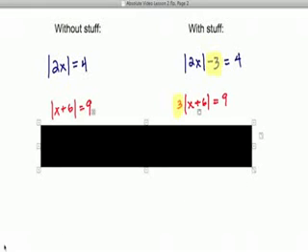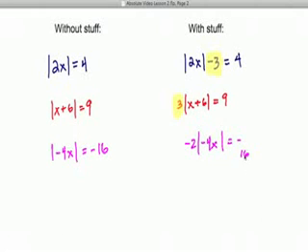And finally, our last one. Oops, that's supposed to be up here. Okay, so this one over here, no stuff. This one over here, the stuff attached is a -2. And again, how is that -2 attached? Looks to me like it's attached by multiplication.